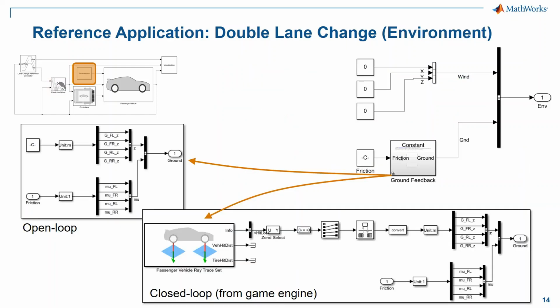Next up is the environment block. This is where you define the prevailing wind conditions as well as some ground feedback. So you can specify the ground as just being an open loop command, just a time or even a constant value for the ground value. You can also use the game engine to provide that feedback directly to the tire. So you can say, okay, here is the height underneath each of those tires as I move through the game engine, and then you can get that feedback accordingly.